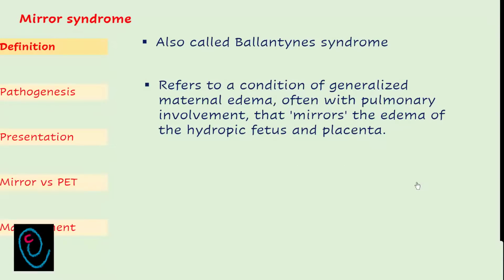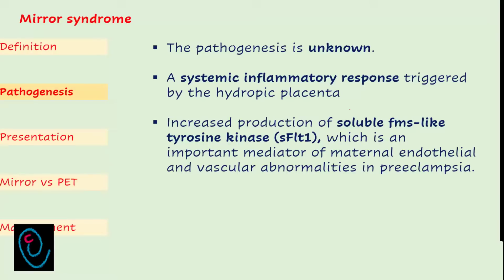Mirror syndrome, also called Ballantyne syndrome, refers to a condition of generalized maternal edema, often with pulmonary involvement, that mirrors the edema of the hydropic fetus. I mean, the fetus is hydropic and the mother also is hydropic. The pathogenesis is unknown. However, it is suggested to be due to a systemic inflammatory response triggered by the hydropic placenta. Another suggested mechanism is the increased production of soluble fms-like tyrosine kinase, which is an important mediator associated with maternal endothelial and vascular abnormalities associated with preeclampsia.